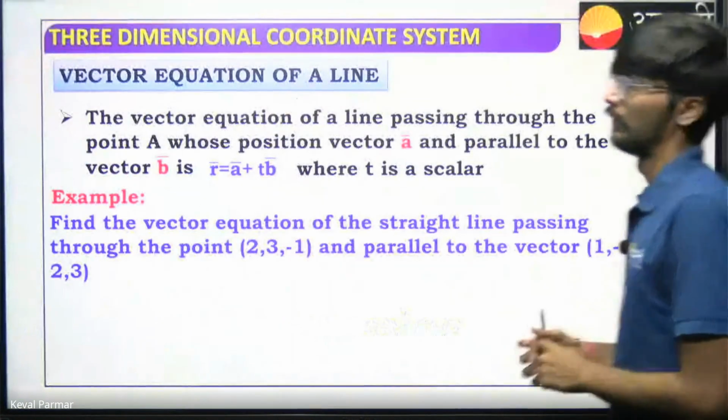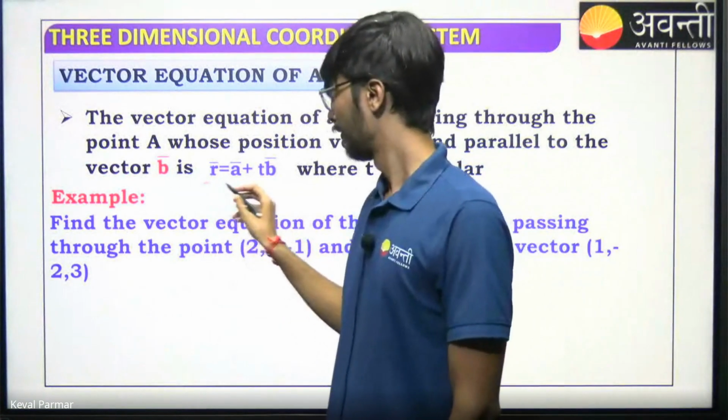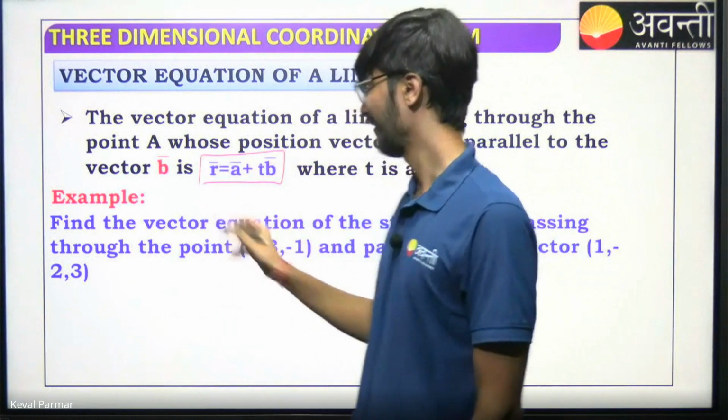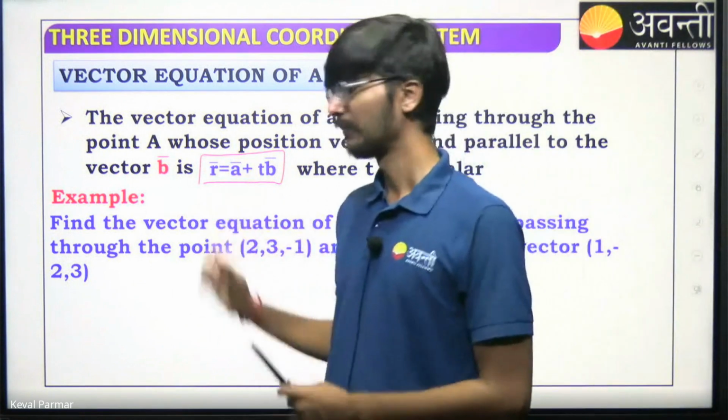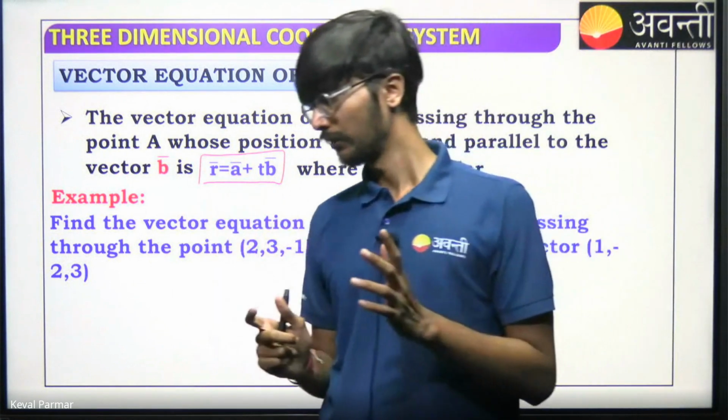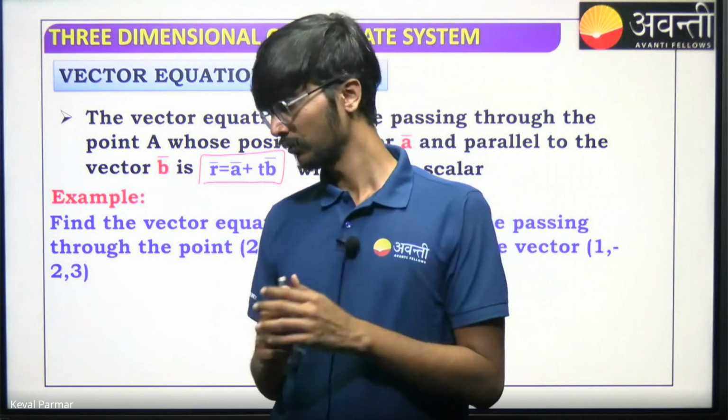r vector is equal to a vector plus t times b vector, where t is basically a constant.